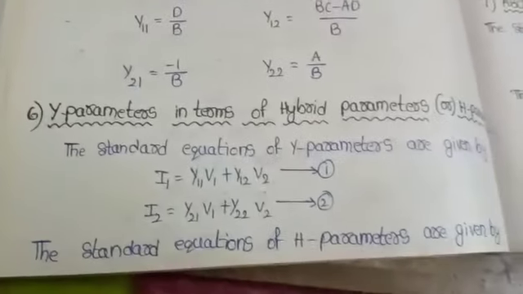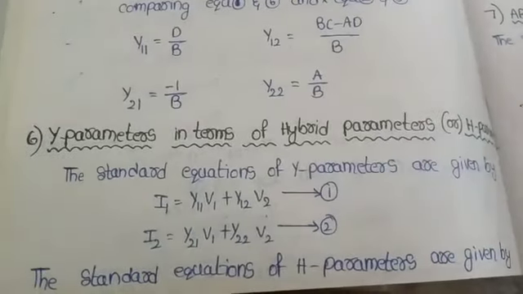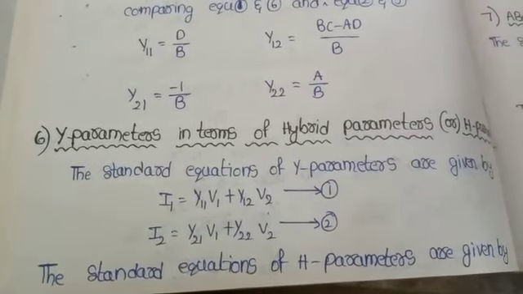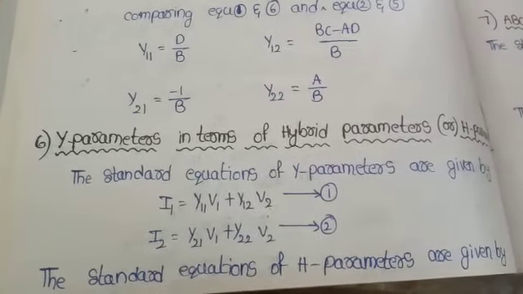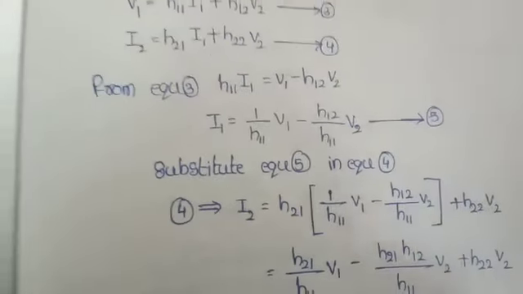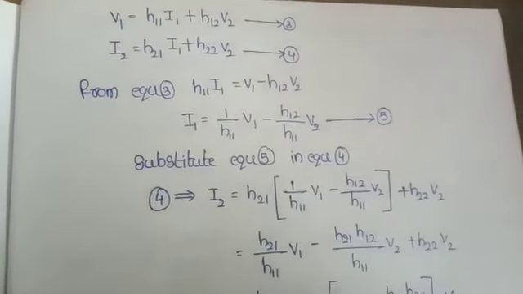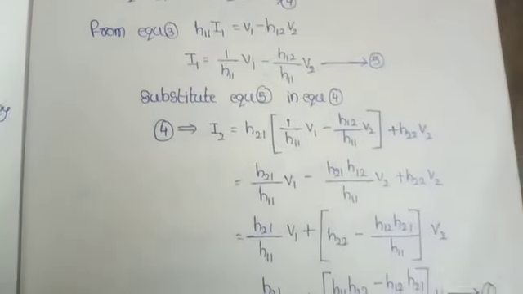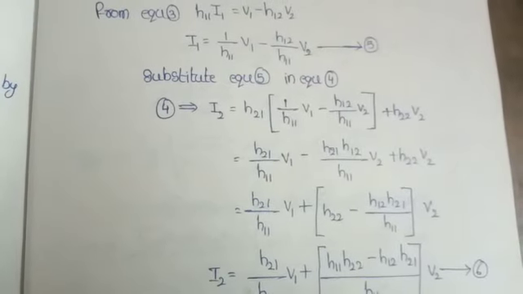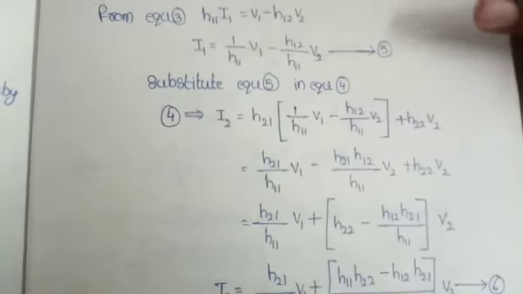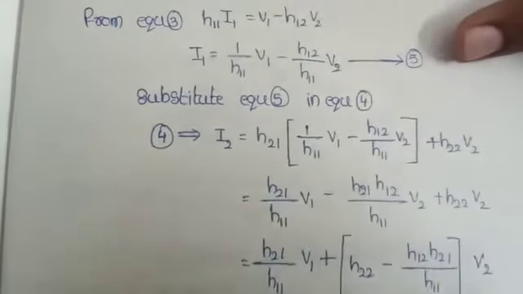So another one is y parameter in terms of H parameters. The standard y parameters are I1 equal to y11 v1 plus y12 v2, I2 equal to y21 v1 plus y22 v2. Similar manner, the standard H parameters are v1 equal to h11 I1 plus h12 v2, I2 equal to h21 I1 plus h22 v2. So from equation 3, h11 I1 equal to v1 minus h12 v2. So I1 is equal to 1 by h11 v1 minus h12 by h11 v2, equation 5. So our equation in terms of I1 in terms of v1 v2 is possible.